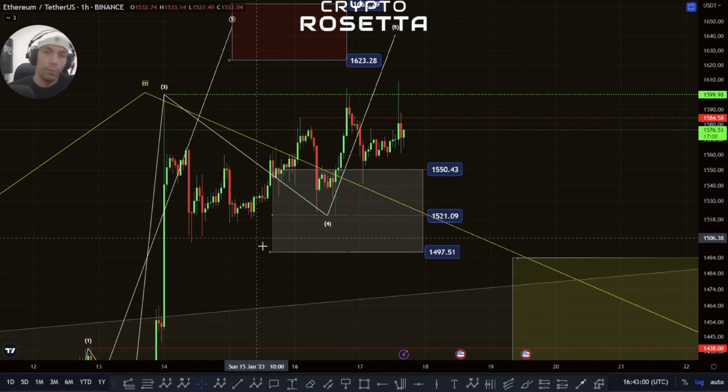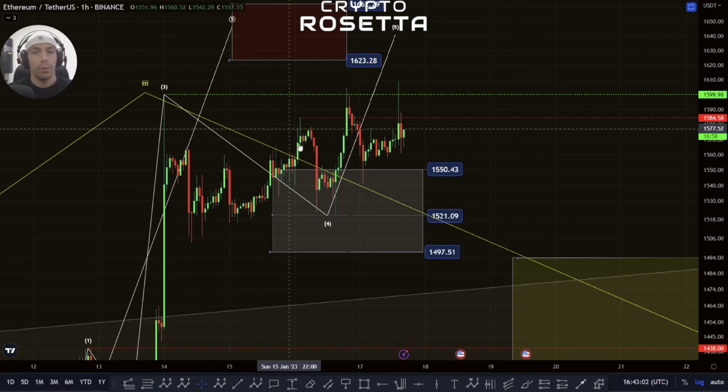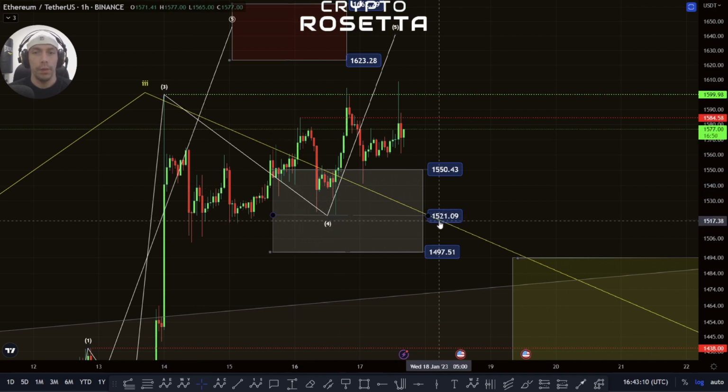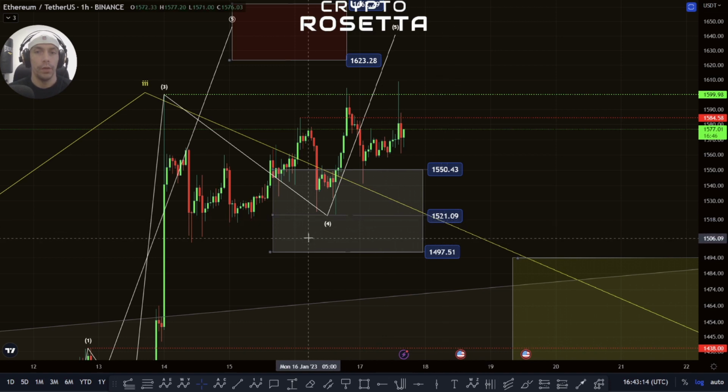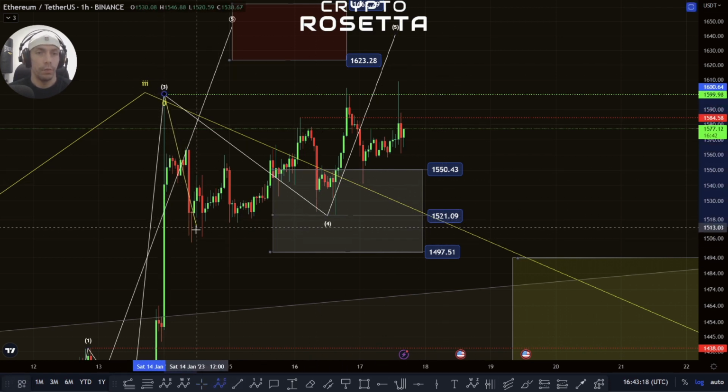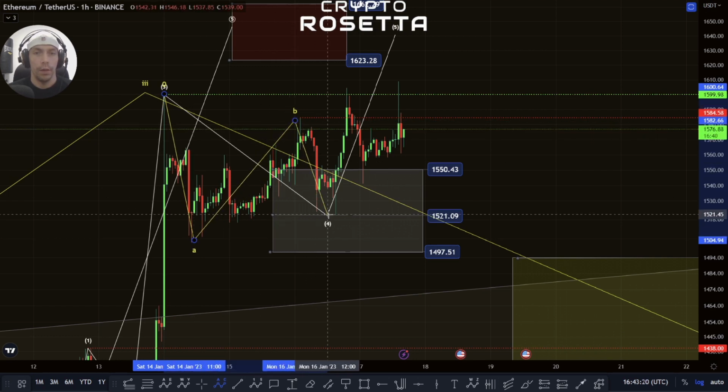So if I come in here a bit closer, what we can look at within this structure, if I just remove this, is the potential of coming down within this move and looking for a 5-wave move to the downside from here. And for the most part, that did happen. We came back and retested this zone here, this 1521. So it's possible that this is a completed corrective move as an A, a B, and a C wave into this low point.